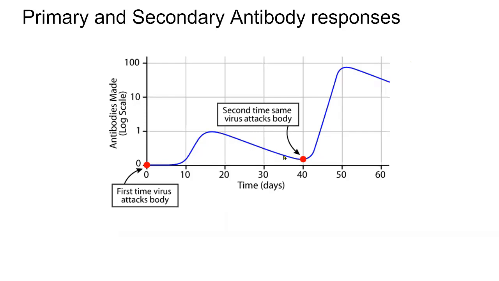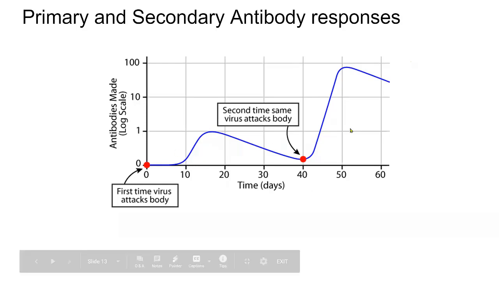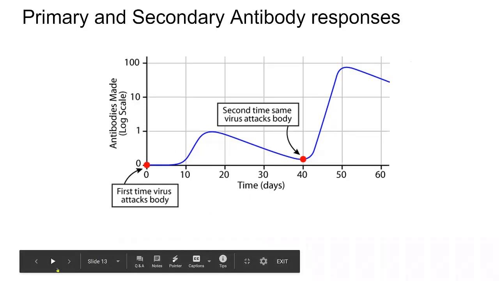But the key thing is, if you're seeing this virus for a second time, then the antibody response is much faster, almost immediate, and a bigger response. So if you have a response like this, you don't get sick at all. Before the virus can kill enough cells to make you sick, your antibodies are already killing the virus. So this is the whole basis of vaccination.